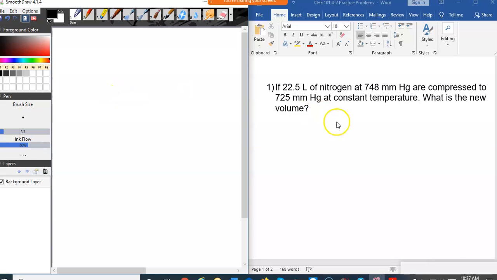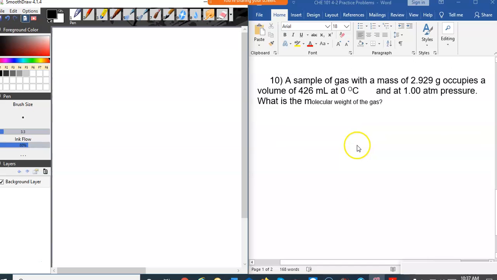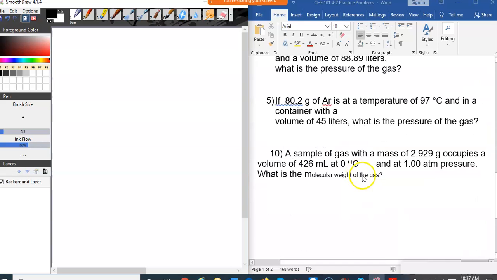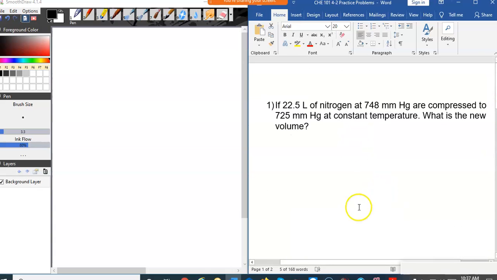I think I have like 4 or 5. Let's see, 1, 2, 3, 4, 5, 6. I have 6 problems here on that one. So it's a little bit of everything on those. Let me just change that size real quick. Okay, so let's do this one.